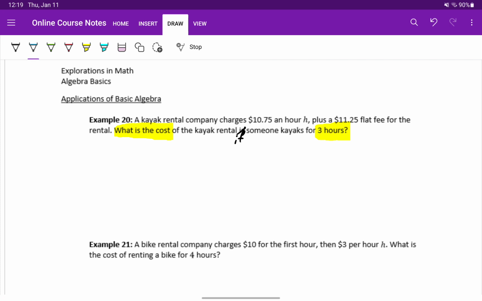In order to determine that cost, we have to focus in on the information that we're told: there is a $10.75 charge per hour. So that's one critical piece of information. For every hour, we have to pay $10.75. So we could turn that into a mathematical term by writing 10.75 H. In this case, that would be our variable term.